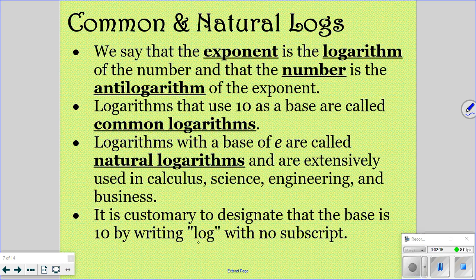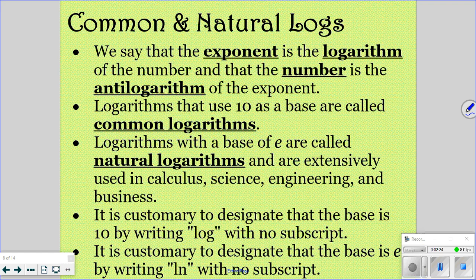Like I was saying with the logs, if it's a base 10, usually they're not going to write it. So if it's not written, it means there's a 10 there. And then with ln, you don't do log base e, you just write ln.